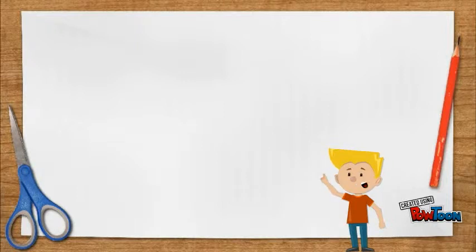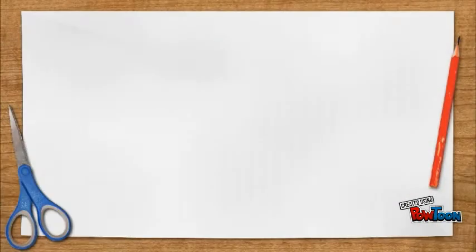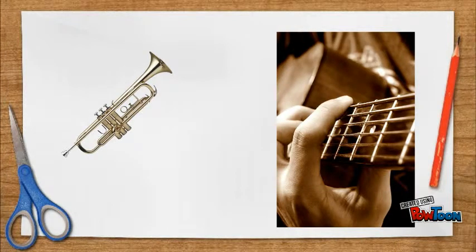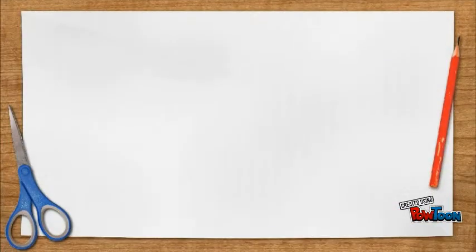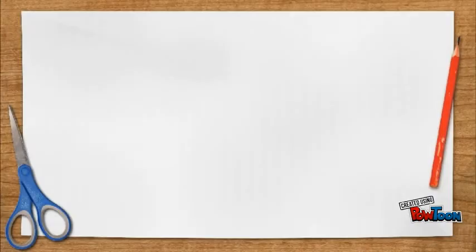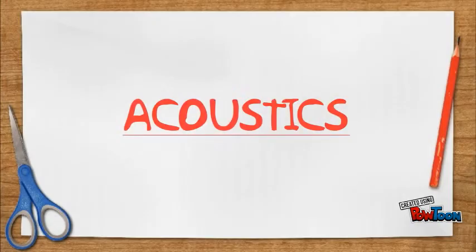Have you ever wondered what makes music work? Why pushing the valves on a trumpet or sliding your fingers on a guitar string can create so many beautiful different sounds? Well, in order to find out, we have to do a little bit of learning about the science behind music. The answer has to do with something called acoustics.